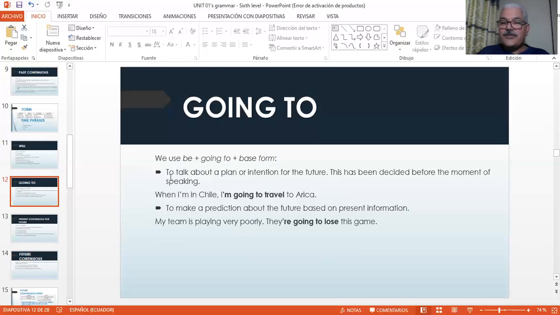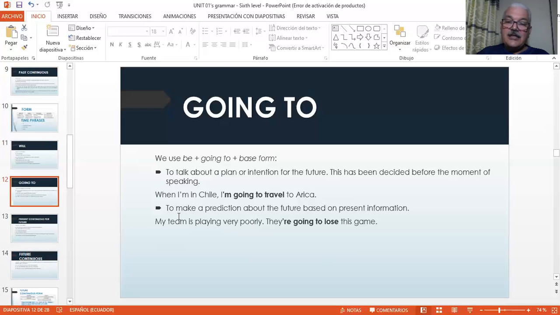Well, when do we use that? To talk about a plan or intention for the future. Because I have that plan. I'm going to talk about the different tenses. In fact, I am speaking about the different tenses right now. Well, this has been decided before the moment of speaking. So it was planned. The person had that idea in his or her mind.